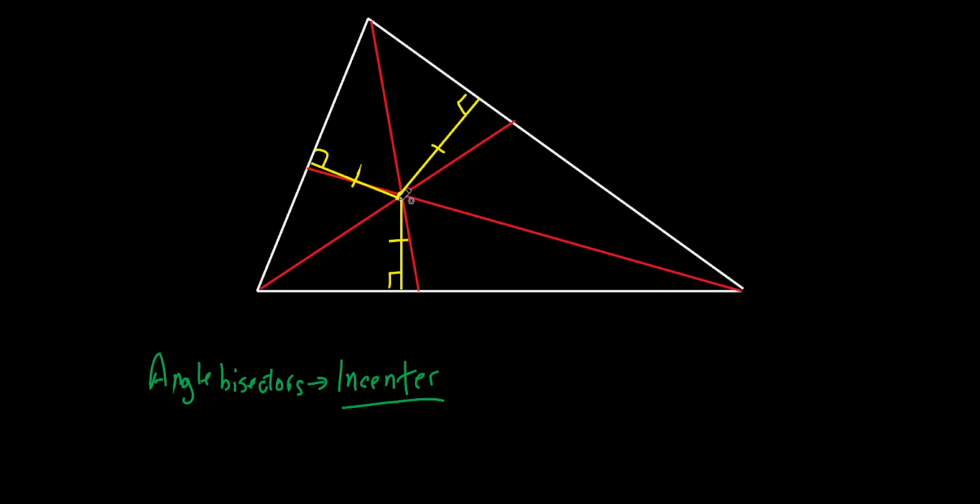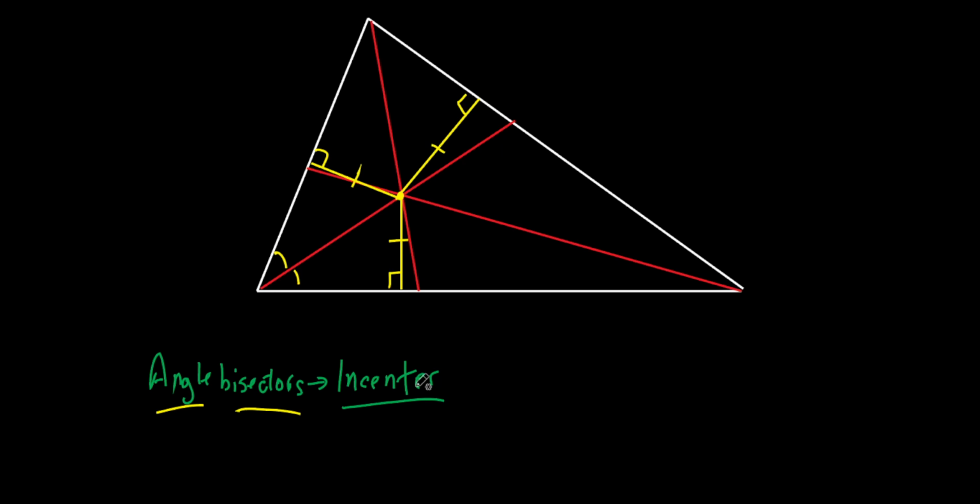You see that? So how did we find the incenter? It's right there. We found the angle bisectors, didn't we? I bisected this angle, I bisected this one, and I bisected this one. And they all met at that one point. That one point is called the incenter.